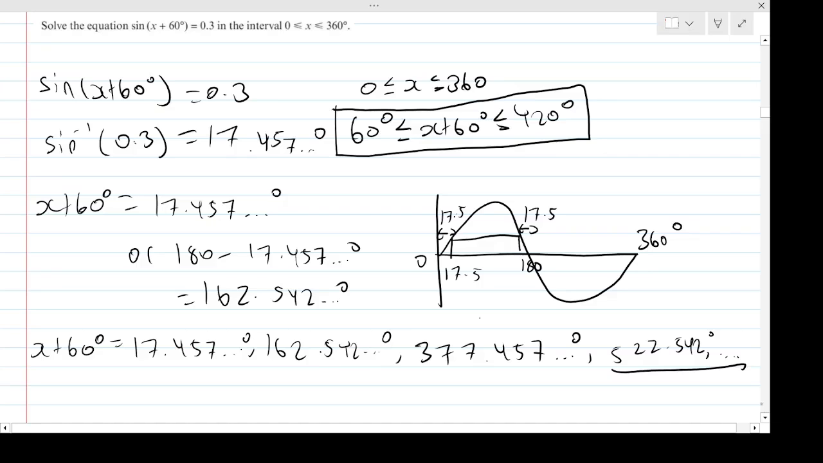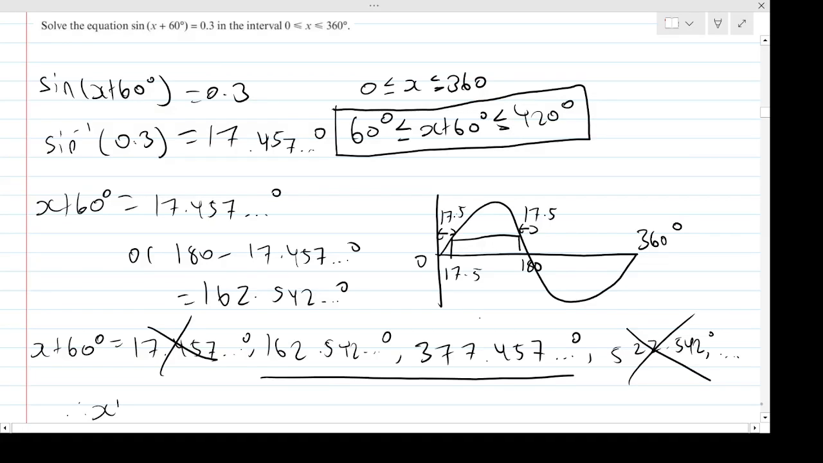But this is above 420 now, right? So remember, we need to pay attention to our interval. That is above 420, so that's our cutoff, so we can't have that. And actually, it also has to be above 60. So this solution would be rejected as well, because that's below 60. It falls outside of our range. So these are my only two solutions then.